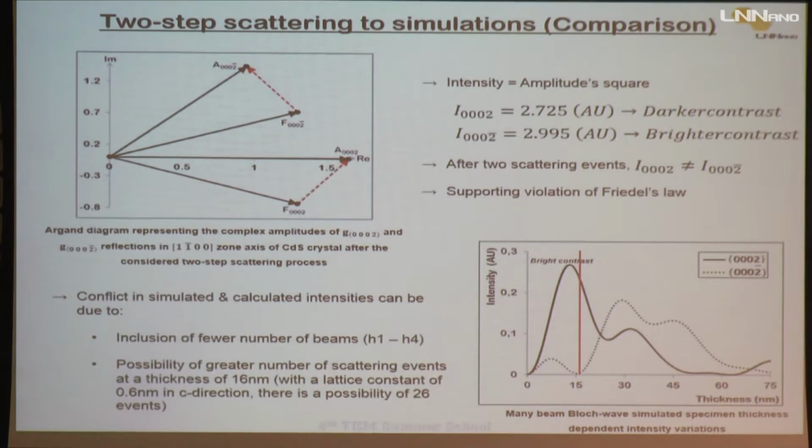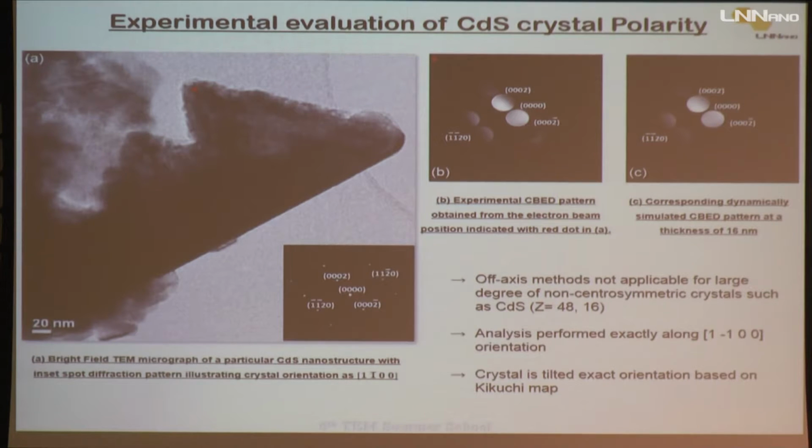Also, I did this calculation for a thickness of 16 nanometers. I considered the 16 nanometers as 2 layers, 8 nanometers for each layer. In the C direction, the lattice parameter is about 0.6 nanometers, and it can accumulate. I included only 2 scattering events, but it can easily accumulate up to 26 scattering events. So maybe if I do the whole process for 26 events and include many electron beams, then I can get something like this.